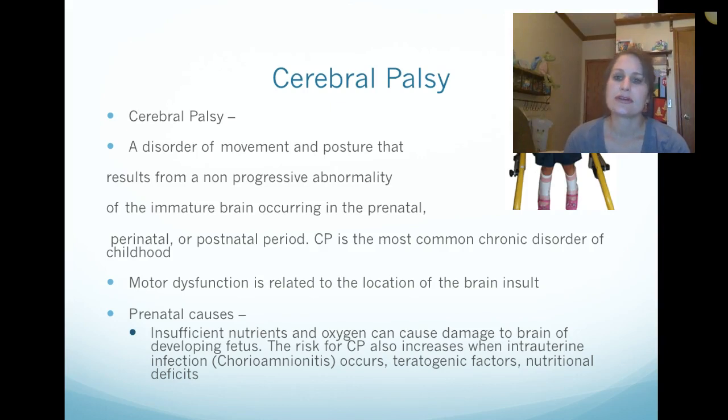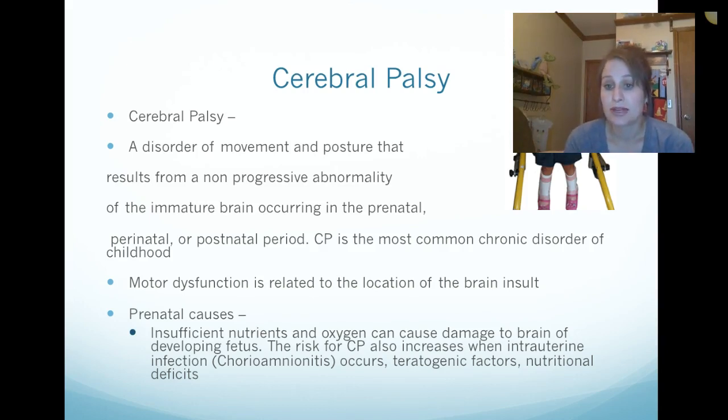Cerebral palsy. This is a disorder of movement and posture resulting from a non-progressive abnormality of the immature brain occurring in the prenatal, perinatal, or postnatal period. So typically this happens sometimes during pregnancy or right after pregnancy, during delivery, and it occurs because of an anoxic event.